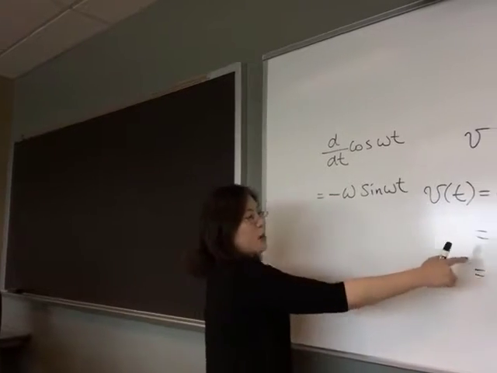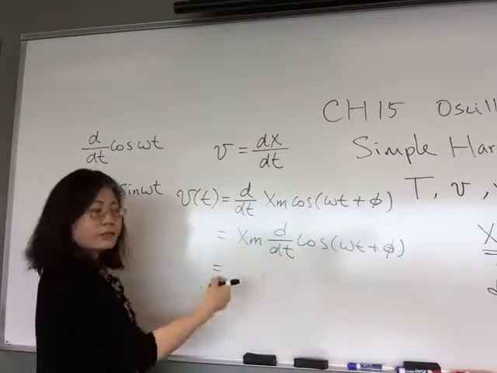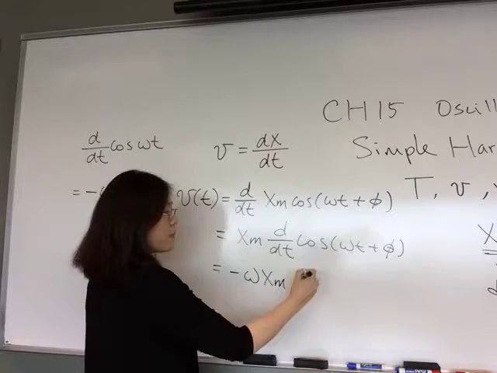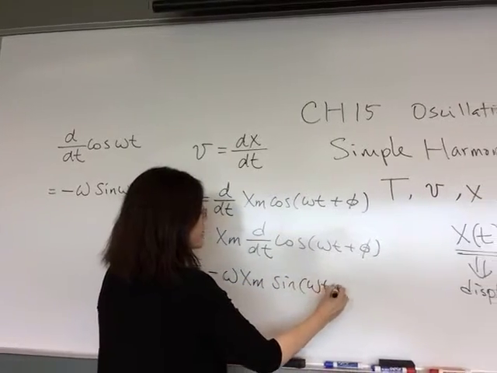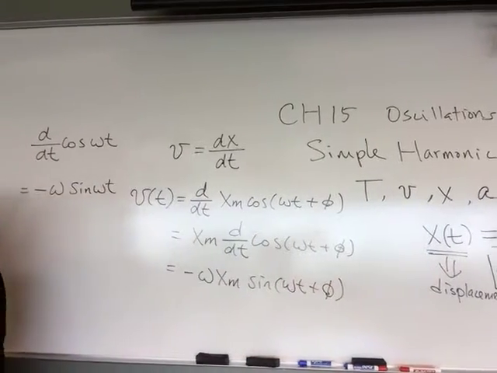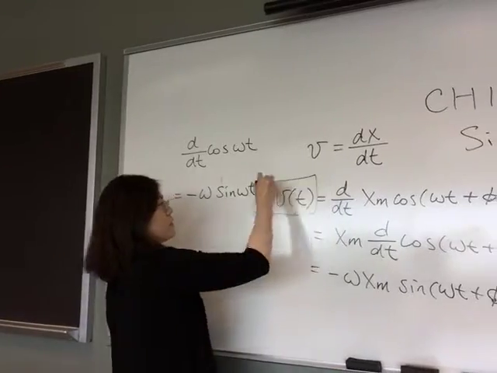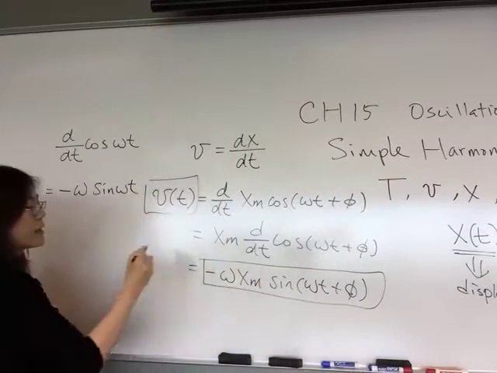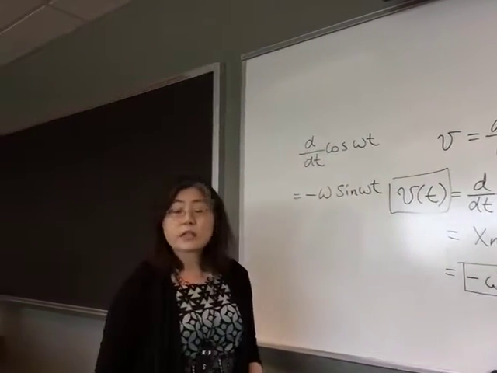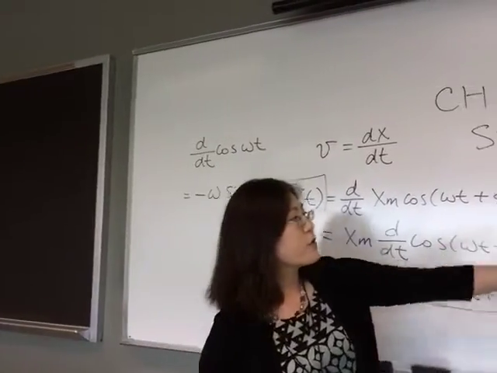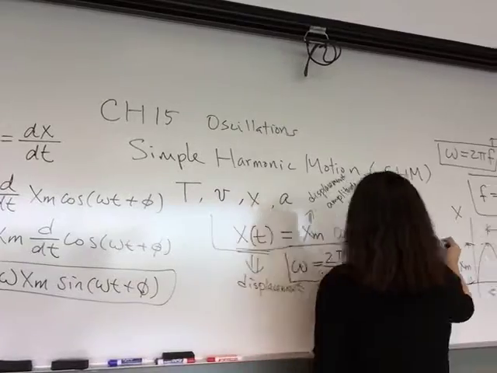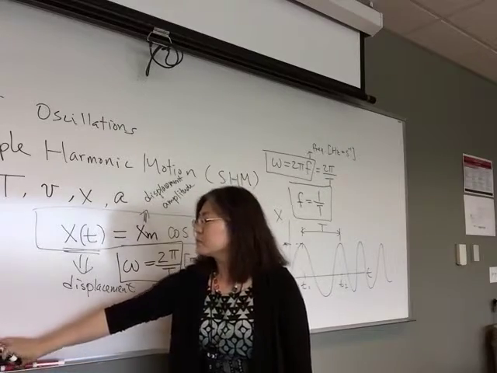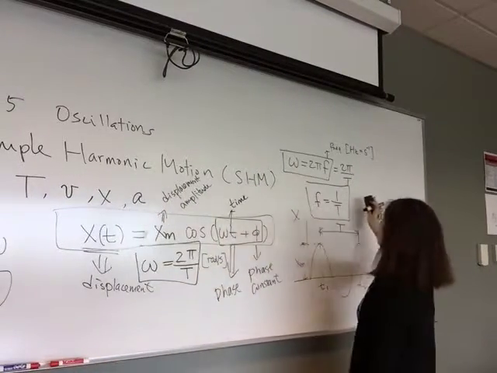So applying this, you have negative omega xm, and then cosine becomes sine, and then you have omega t plus this whole thing. So this describes velocity as a function of time, which is equal to negative omega times the displacement amplitude, times sine of omega t plus phi. Compare this equation to that expression. They both have the amplitude xm, but this is a cosine, and that is sine.